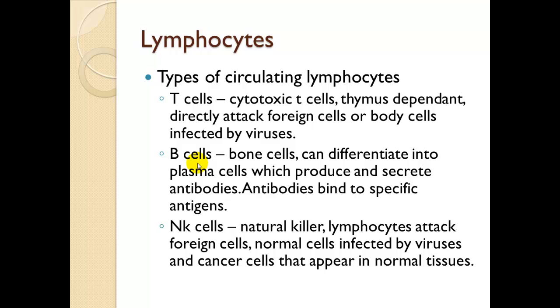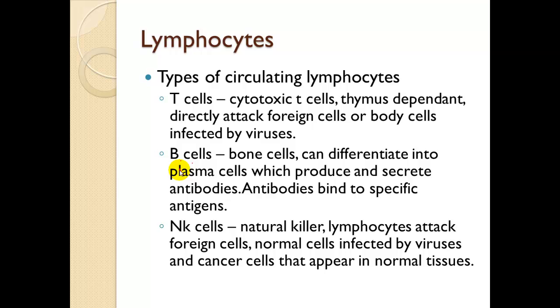Lymphocytes. Now this is what the lymph nodes kind of carry around with them and give the ability to bring them out in a very quick response. The types of circulating lymphocytes, which are in the lymphatics, there's going to be T cells, B cells, and NK cells. T cells are cytotoxic T cells, thymus dependent, which means that these are going to be under the effects of thymosins.